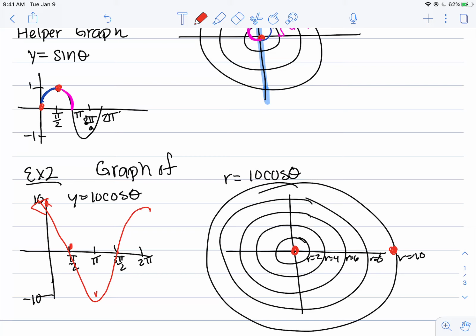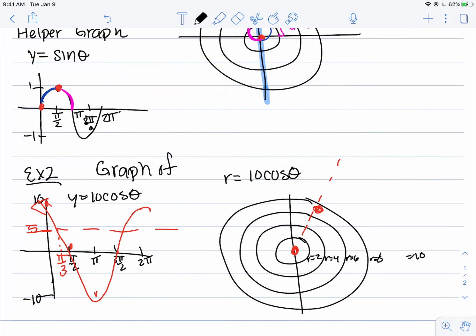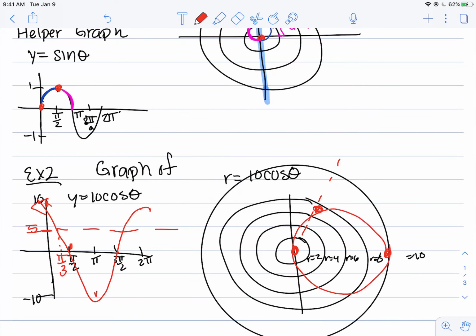If you want to choose a value in between, let's see what would get us 5. At pi over 3, the cosine of pi over 3 is a half. So at pi over 3, we get 5. So we'll point somewhere over here. Obviously, my graph is not the best graph. All my rings should be equally spaced, I guess. Okay, so at pi over 3, we get 5. Okay, so this is what this 10 cosine theta graph looks like.